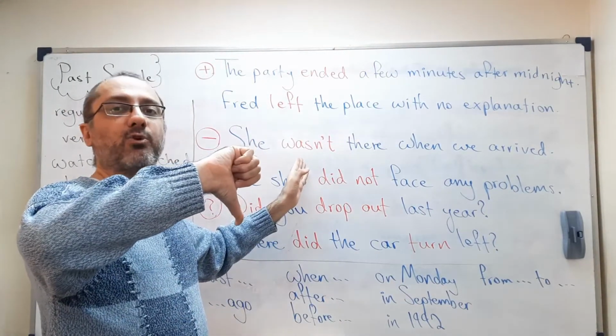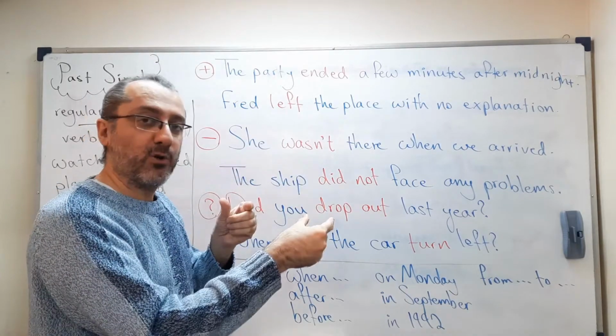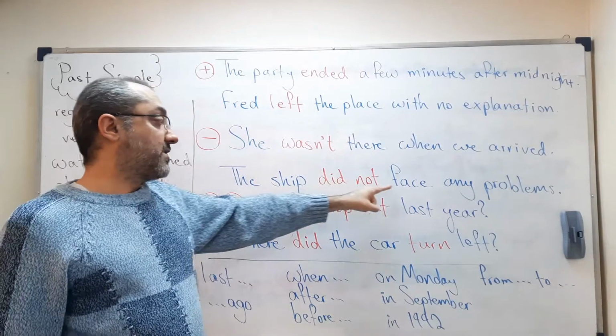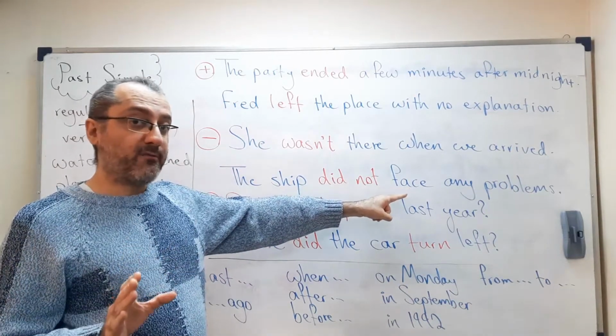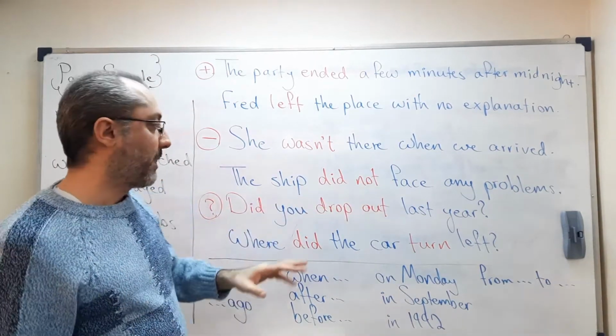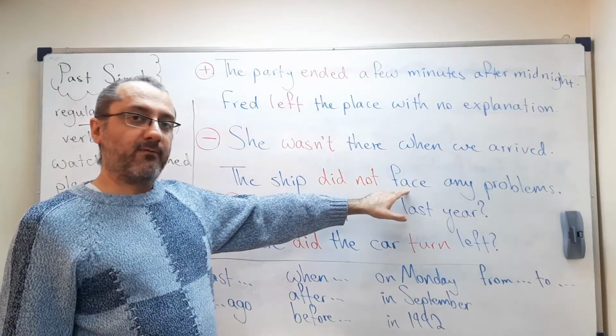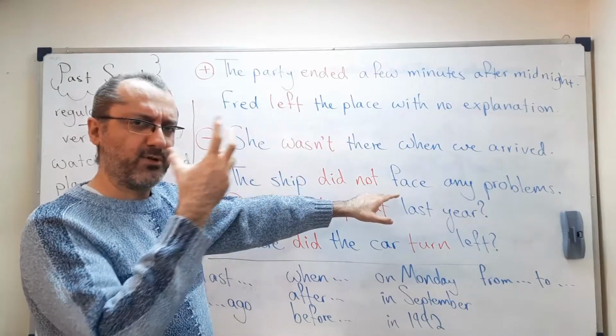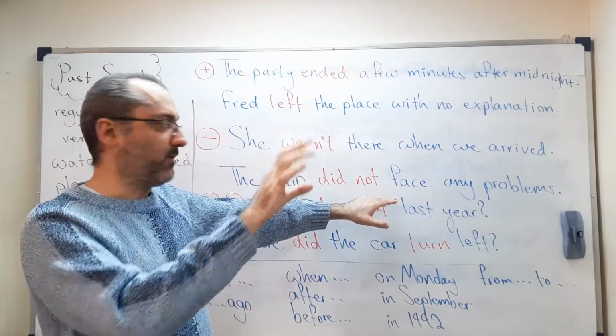She wasn't or was not there. Not follows was, it comes after was or were. But if your verb is not was or were, if it's not a to be verb, the story is different. First of all, you see we have the verb face here: come across, encounter, have a problem, deal with a problem, face a problem.